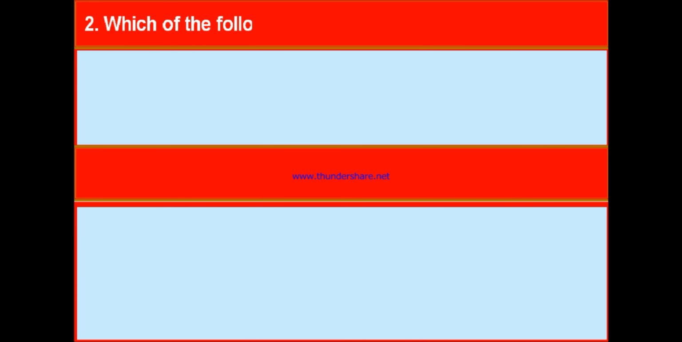Now question number 2. Which of the following are finite sets and which are infinite sets? When can I say that a set is finite? If the number of elements of a set is countable, then it is a finite set. If the elements of a set are uncountable, then it is an infinite set.